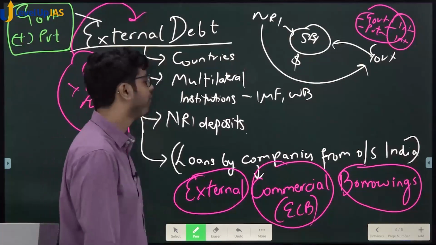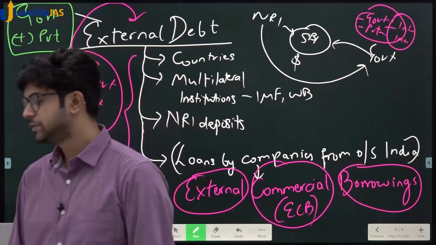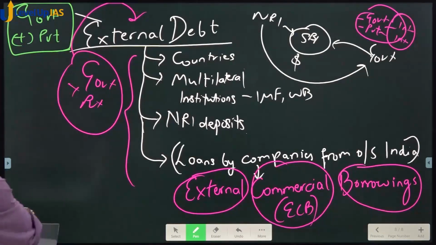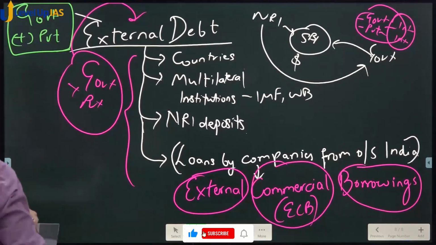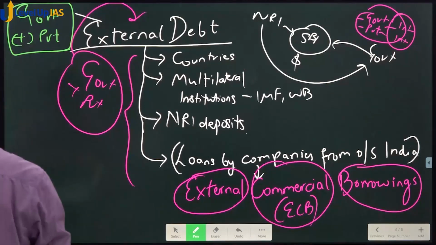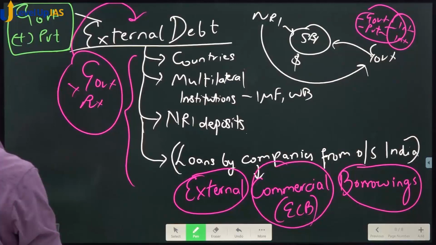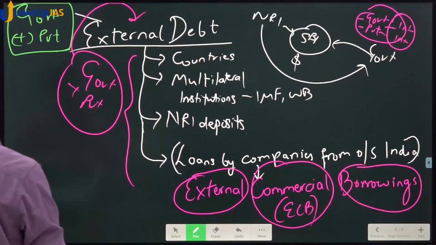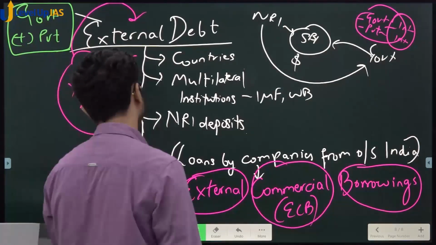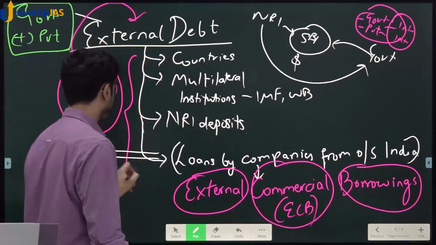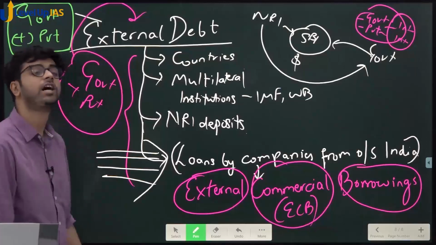So anyways, what do you think? 1, 2, 3, 4. Try to take a guess. Try to think. What will be the highest? Which component would be highest in the external debt paradigm? 1, 2, 3 or 4. There are 4 components which I have mentioned. Which component would be the highest? This is the highest out of all.